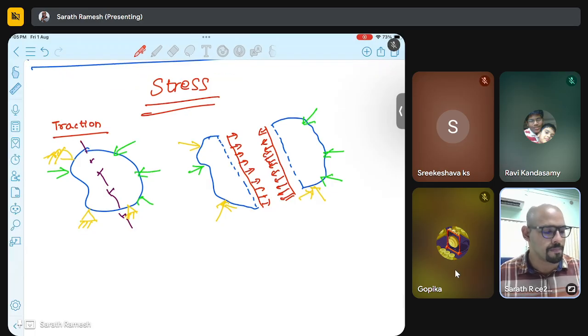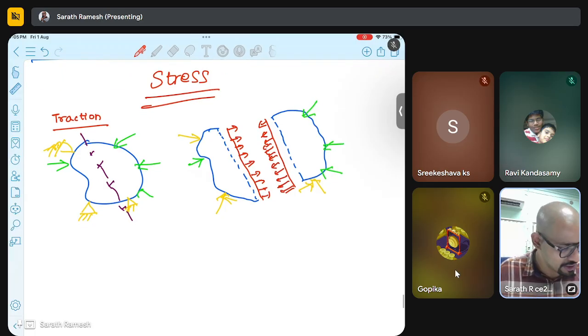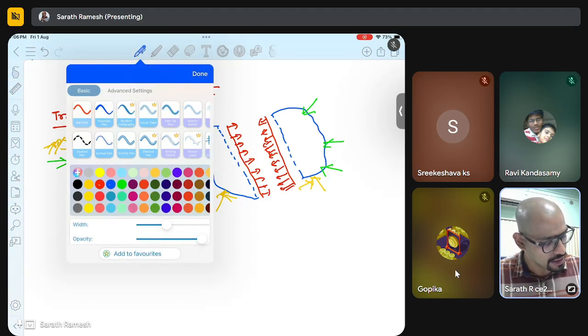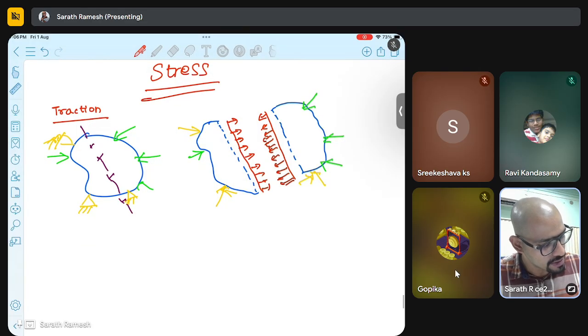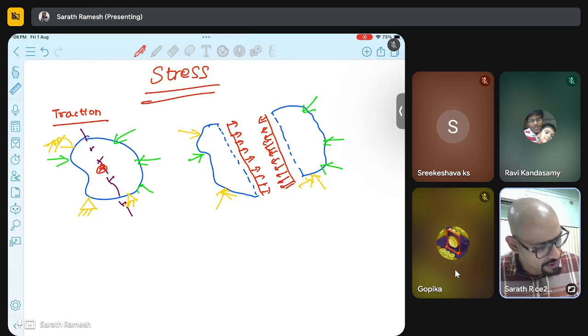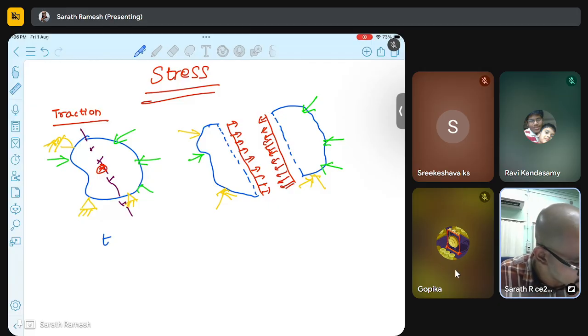Right? This traction is a function of three things. Number one, we can easily understand, it is a function of position vector. At every point, the traction will be different, right? So traction is a function of position vector. So traction, we say t of n, is a vector. Let me represent it with a vector.